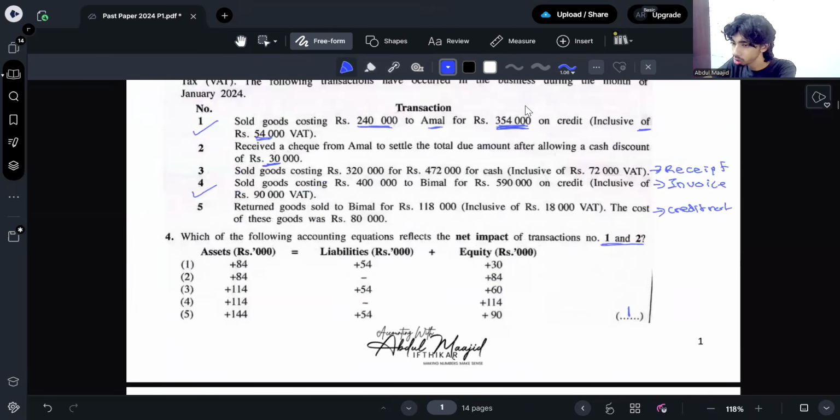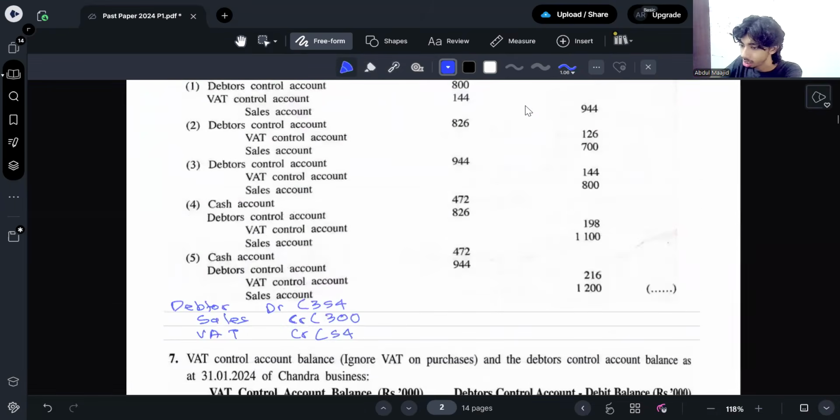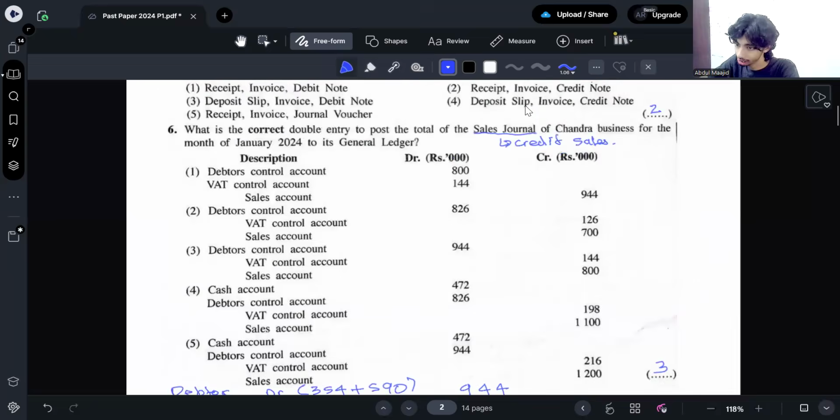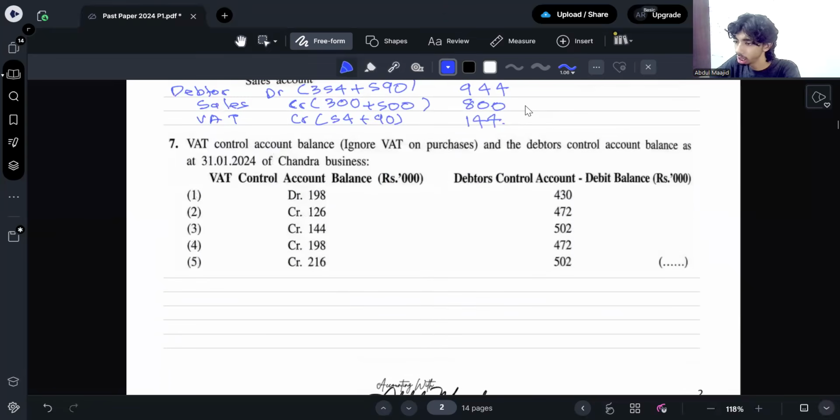Then the fourth one, sold goods costing 400 to Bimal for 590, including 90,000 VAT. Then again, your debtor will increase by 590. Out of that, the sale value is 500. The VAT amount is 90. Then the total debtor value will be 354 plus 590, 944. The sales value is 800, VAT value 144. So debtor debit 944, VAT credit 144, sales credit 800. That is answer number 3. Then the seventh one, the VAT control account and debtor control account balance. So we'll prepare a VAT control account.